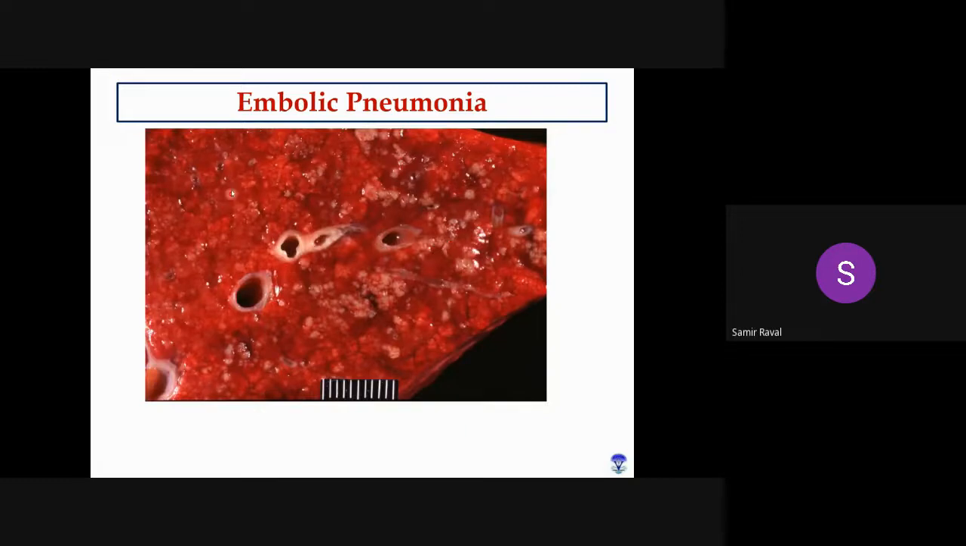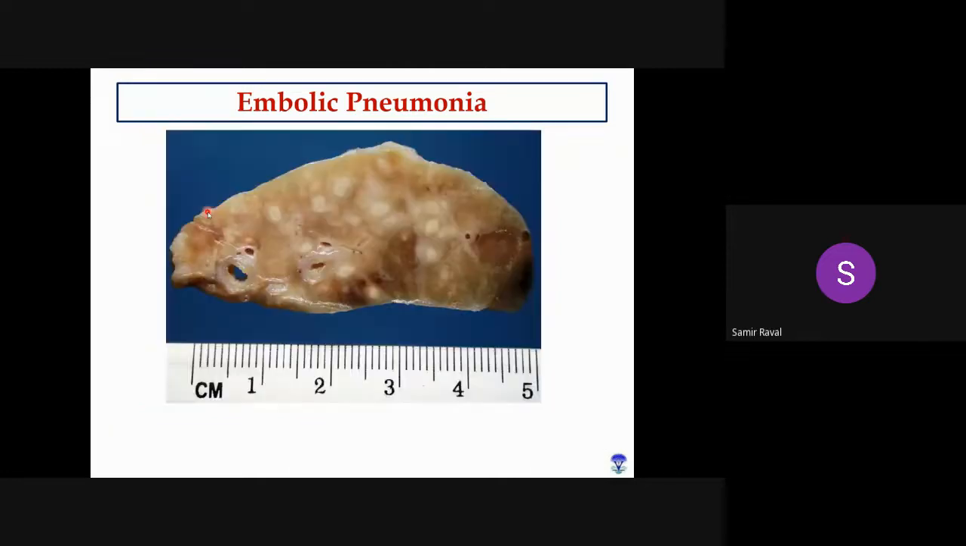Here also you can see this is a lung. Okay, these are the bronchi and bronchioles. They are actually air spaces, and here you can see these white areas are multifocal to coalescing areas of embolic pneumonia. Here also you can see this is quite a chronic change. Okay, and they are showing multifocal areas of pneumonia.